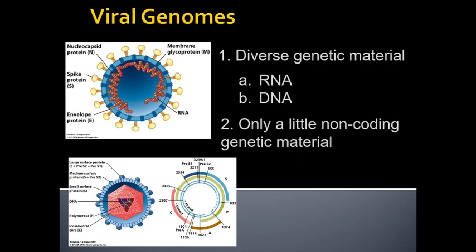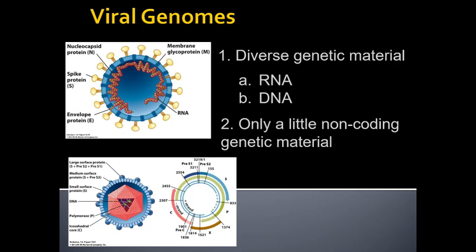Viruses are little bits of genetic material encapsulated in an outer protein coat. Sometimes they have membranes, but often not. It's just a protein coat that provides a stable environment for that little bit of genetic material. And one of the most interesting things about viruses is they can have very, very diverse genetic material.